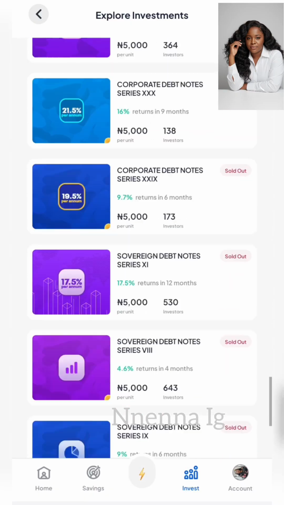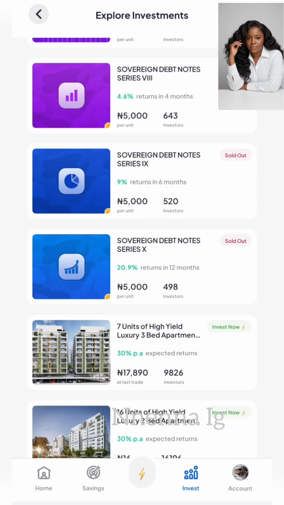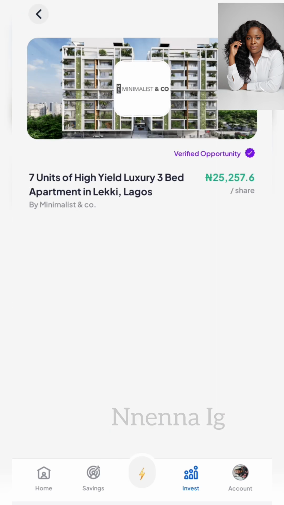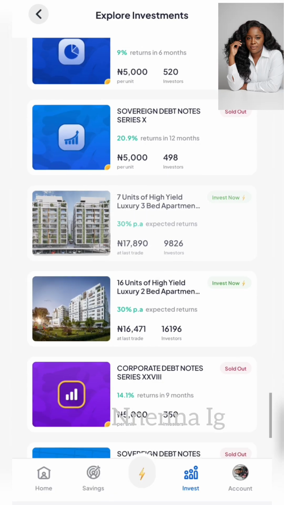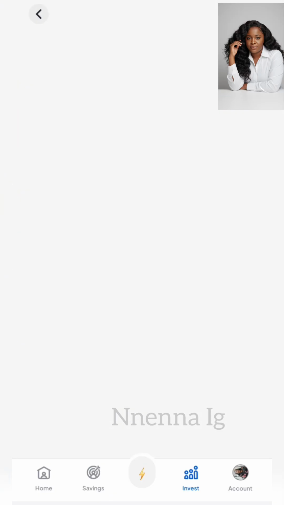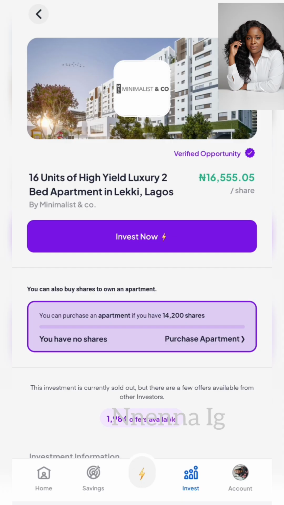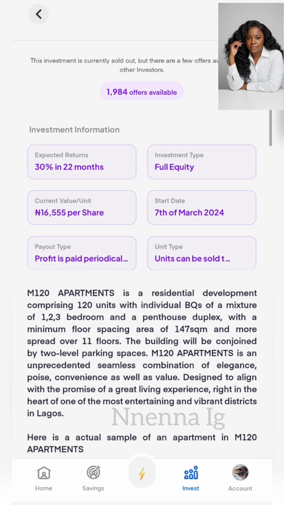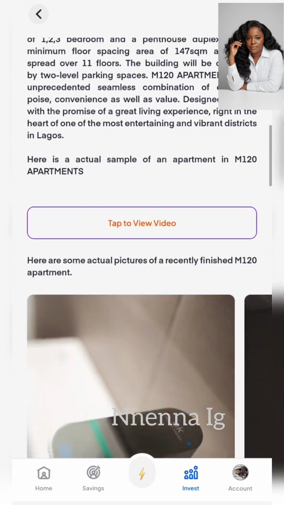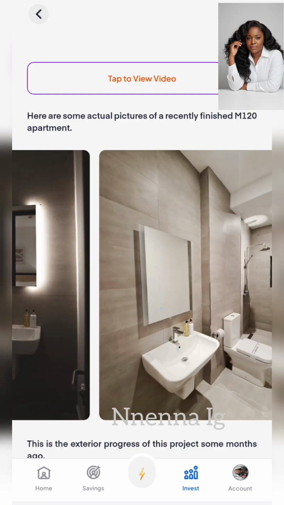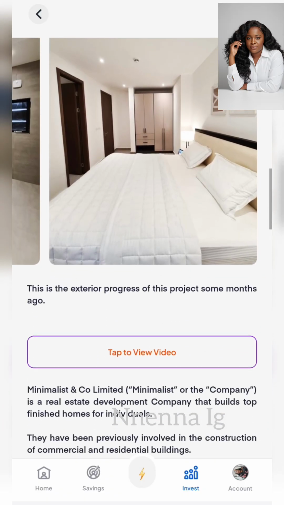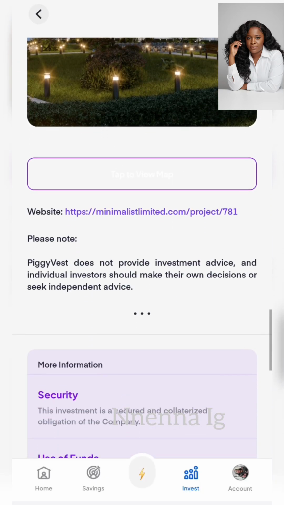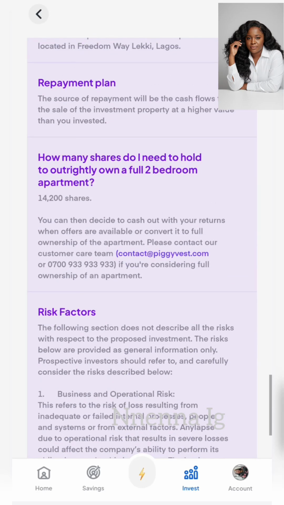It is also here that you will see high yield real estate investment. Let's look at this one. This one is 25,257 per unit. This one is 16,355 per unit. The returns is 30% per 22 months. That's close to 2 years, but 22 months, yes. You can see what the building looks like and where the house is, and there are some advice and tips below: the risk factors, the repayment plan, and basically how you'll be getting your interest back. So that is it for Vetted Opportunities.